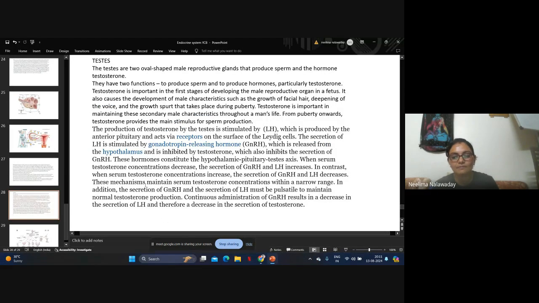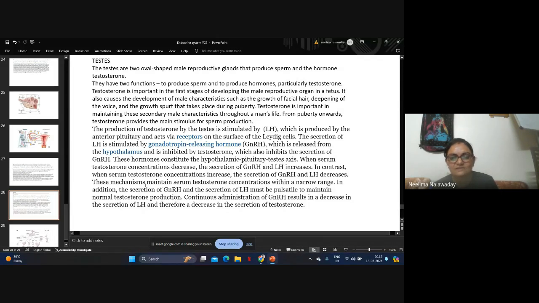Testes, as I had mentioned, are oval-shaped male reproductive glands that produce sperm and testosterone. The production of testosterone by the testes is stimulated by, again, luteinizing hormone, which is produced by the anterior pituitary gland and acts via receptors on the surface of specialized cells of the testes called Leydig cells. The secretion of LH is stimulated by gonadotropin releasing hormone, which is released from the hypothalamus, and is inhibited by testosterone, that is negative feedback, which also inhibits the secretion of gonadotropin releasing hormone.